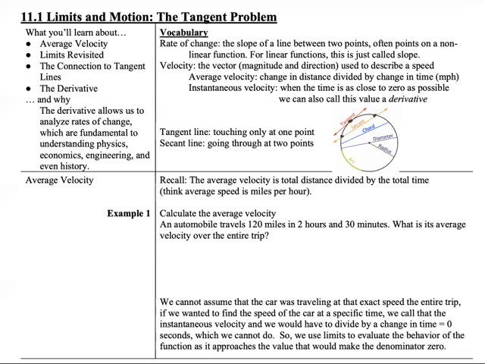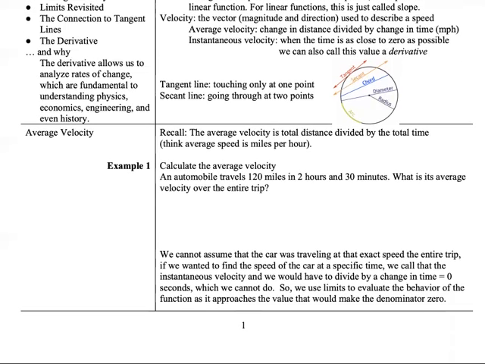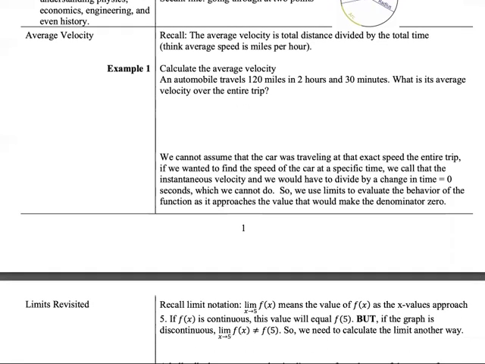Okay, so let's look at our first example. In our first example, we're looking at how do we find velocity or speed. The velocity is distance divided by time. So in example 1, an automobile travels 120 miles. That's going to be our distance. In 2 hours and 30 minutes, there's our time. We want to find the average velocity over the entire trip.